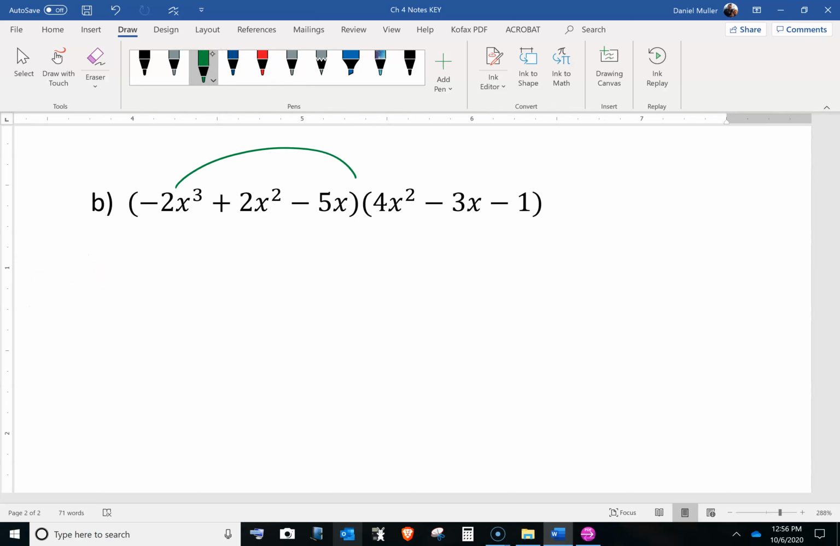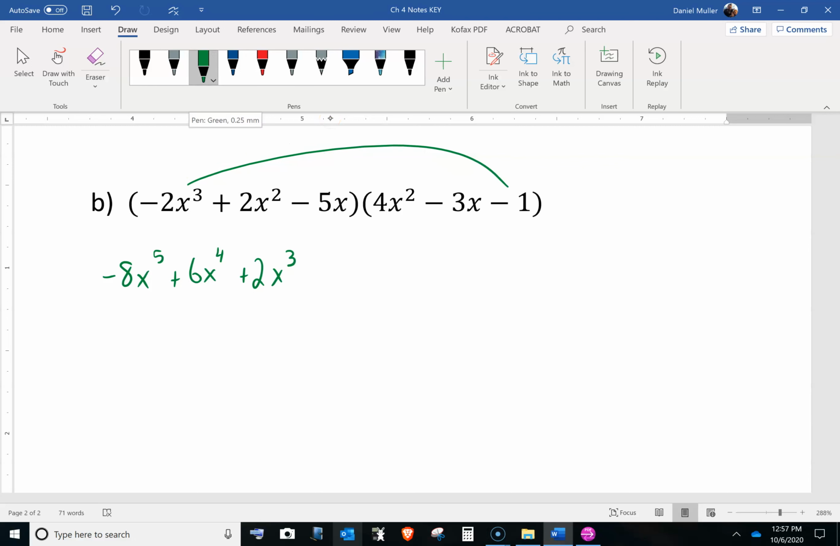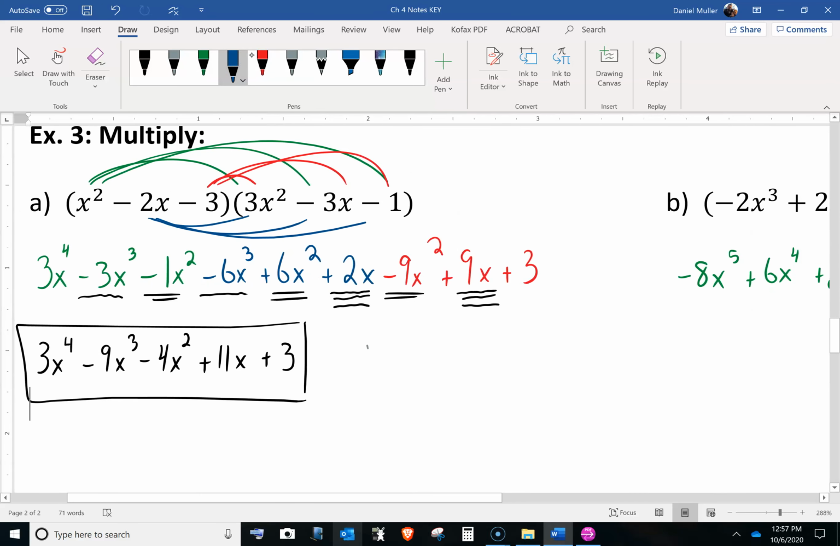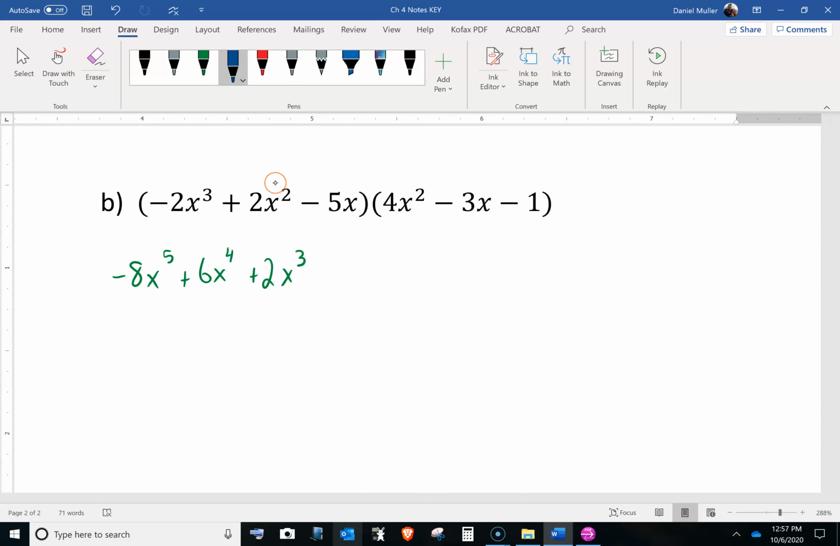So we'll start by taking this one, and we're going to distribute it into everything. So negative 2 times 4 is going to be a negative 8, and then there's 5 x's, and then a positive 6 with 4 x's, and the last one, negative 2 and negative 1, positive 2 with 3 x's. Okay, next I've got the blue, I think. Okay, yeah, blue. So I will multiply this in 3 times.